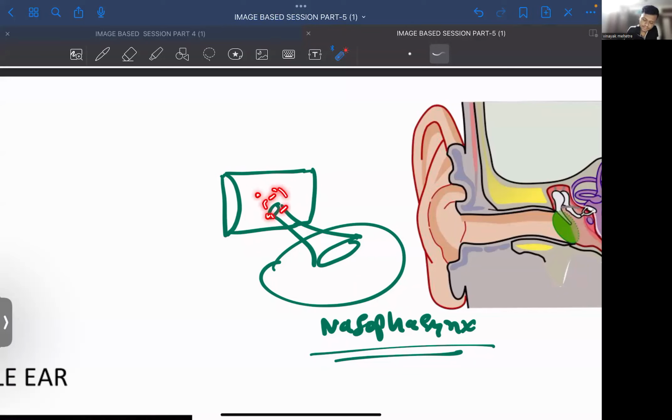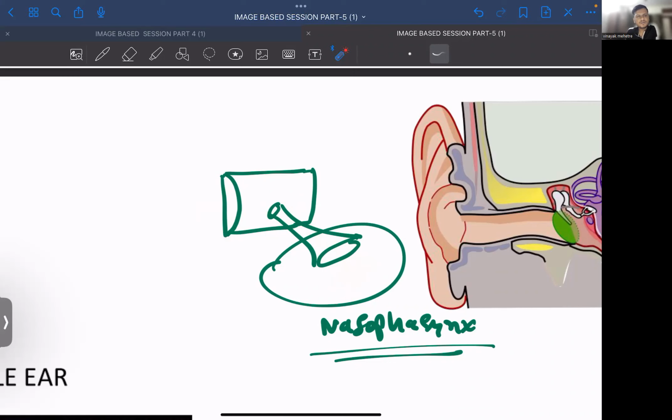What will happen? Water will fill up here, and this eustachian tube is blocked, so the drainage system is gone. Ultimately the water will be over here, and this is going to put pressure on the tympanic membrane, and that tympanic membrane will bulge outward. Reason? There is no drainage system. This is acute suppurative otitis media.